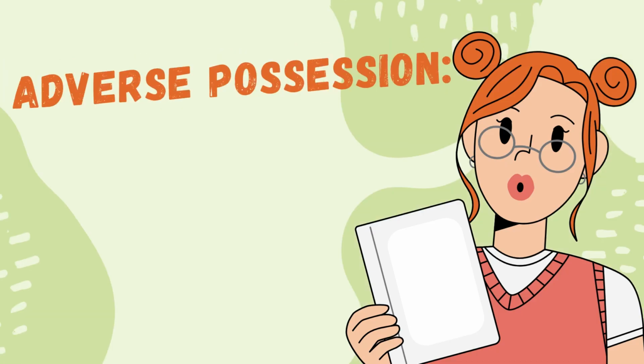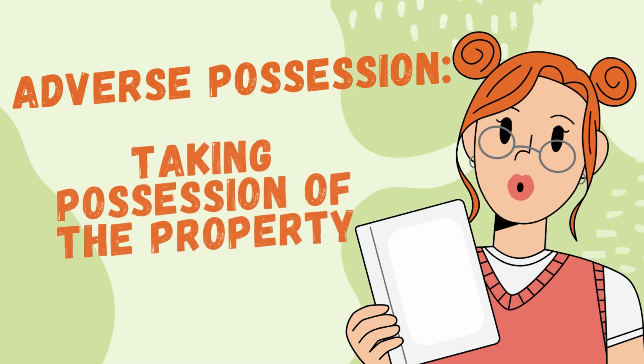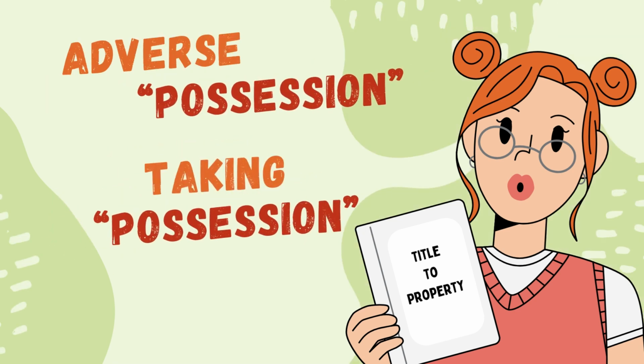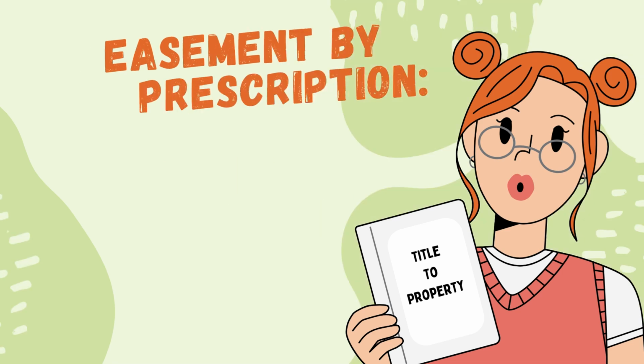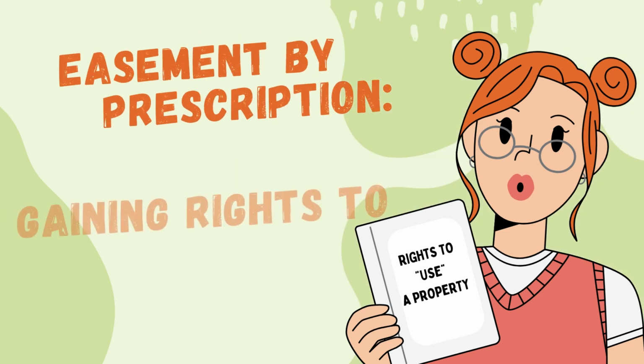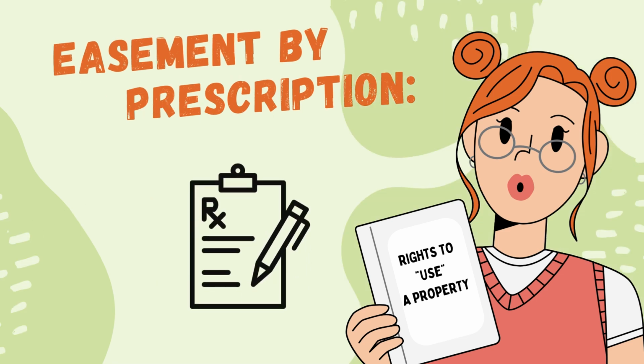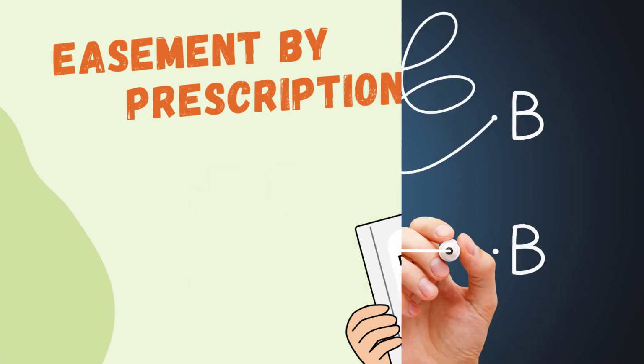Adverse possession entails taking possession of the property as the name suggests. On the other hand, easement by prescription simply involves gaining rights to use the property. Think of easement by prescription like a medical prescription, meant to alleviate discomfort. It serves to ease the stress associated with unauthorized use of someone else's property.